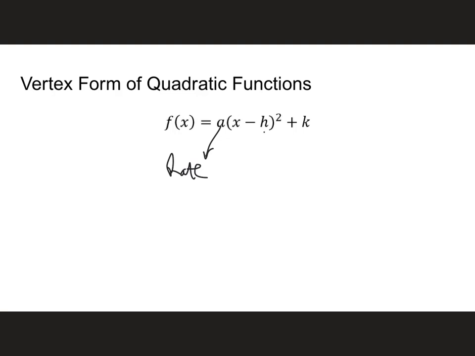Then you have h and k. And h and k are going to play a really large role today because h and k represent the actual vertex. As long as we know that point, then we can find a. So let's see what this would look like on an actual problem.